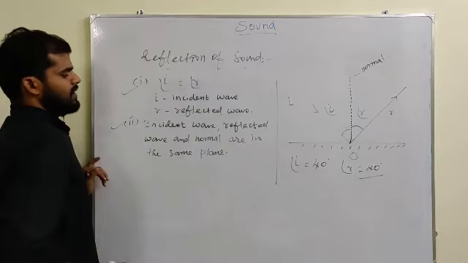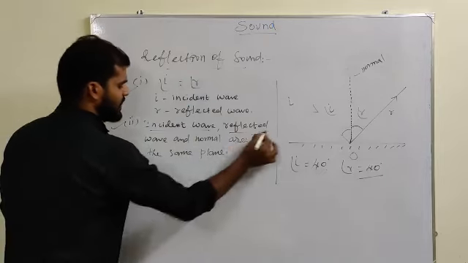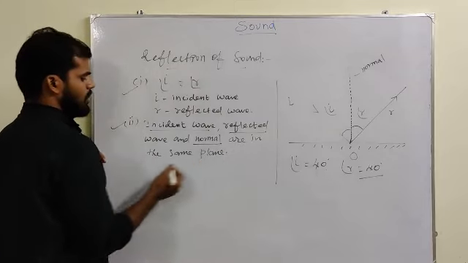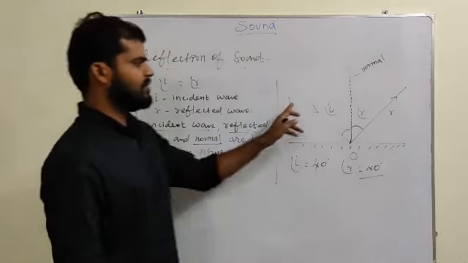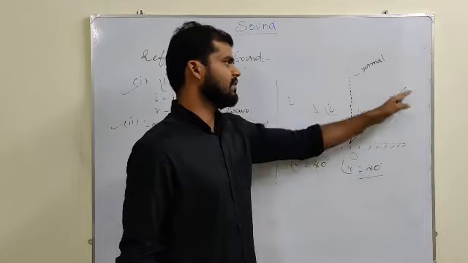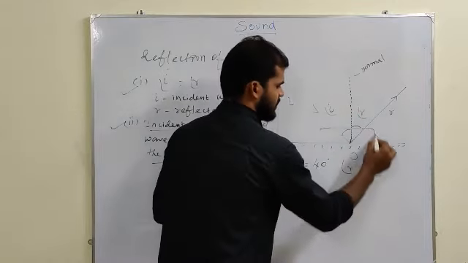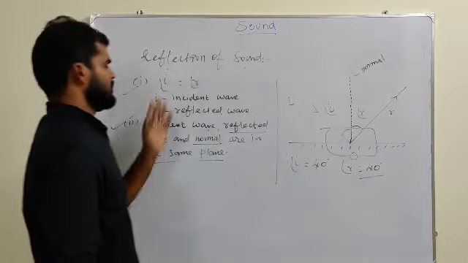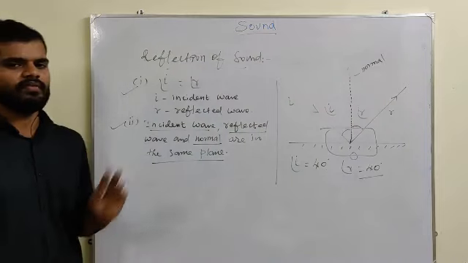The second law is very simple. Incident wave, reflected wave and normal are in the same plane. So this is the incident wave, this is the reflected wave and the normal will lie on the same plane. This is called the second law of reflection.